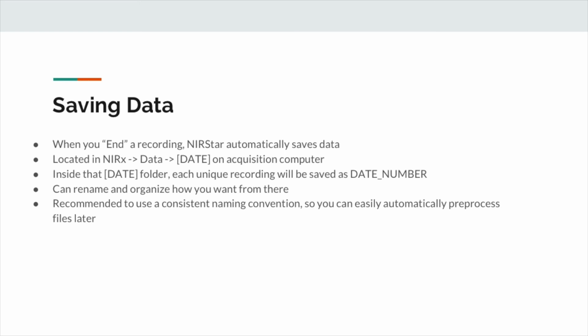You can then rename these folders and organize the data however you want from there, like pulling it into whatever other data storage system you have. I recommend using some sort of consistent naming convention for your own data so that you can distinguish it from other people's data, because everything is being named automatically with the same sort of date. And then you can also easily and automatically pre-process all your files later if they're named in a way that makes sense.